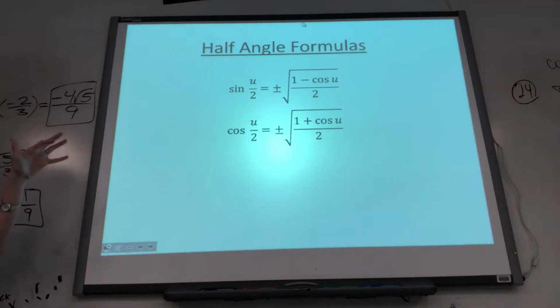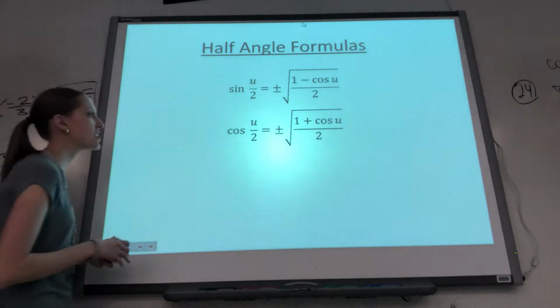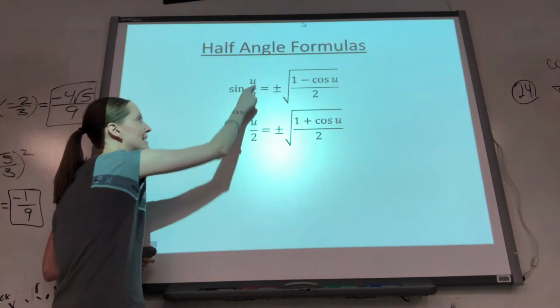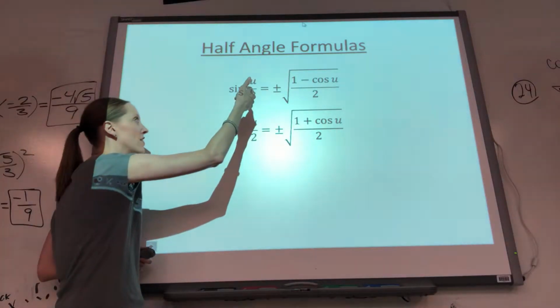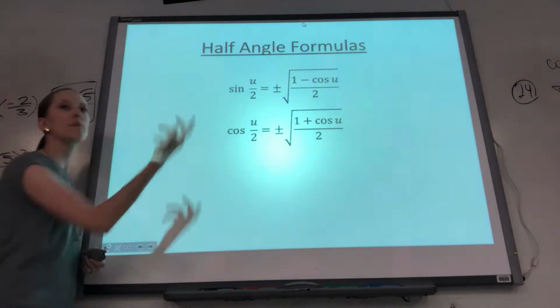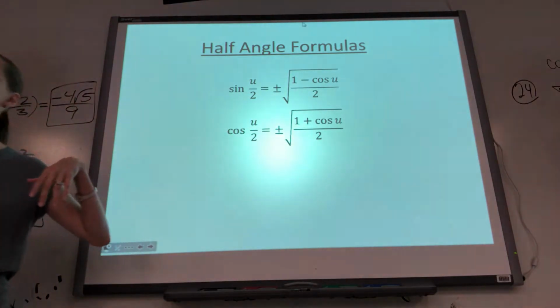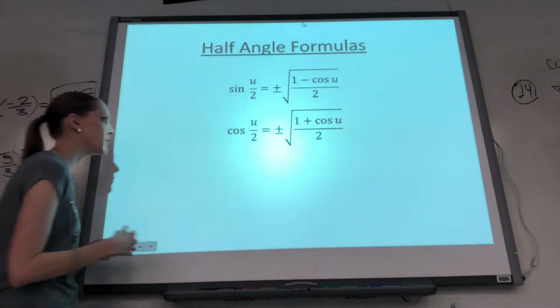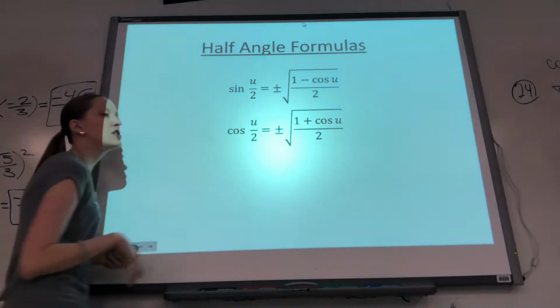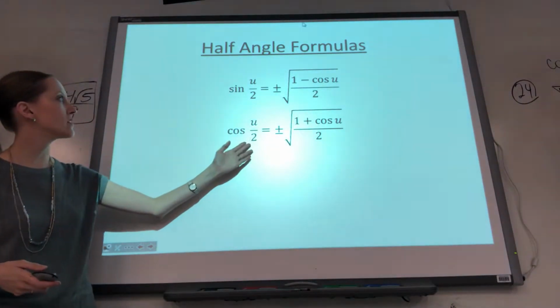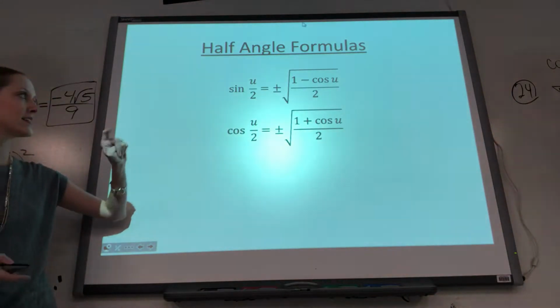And I should also point out before I give you tangent that this part right here makes these half angles. U divided by 2, or it might be theta divided by 2, or x divided by 2. When you divide something by 2, you're taking half of it. So that is why these are half angle formulas.